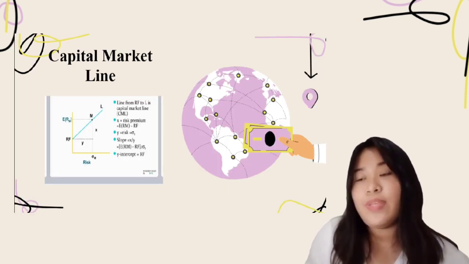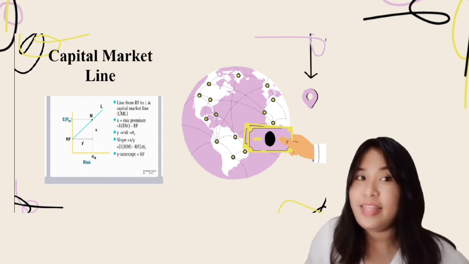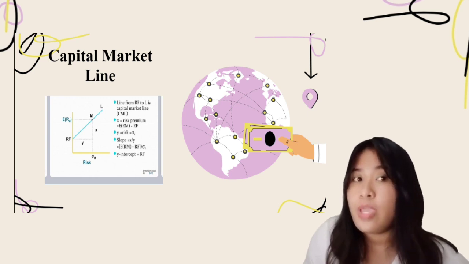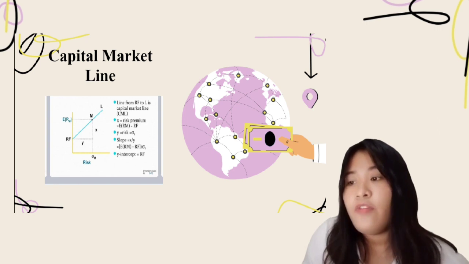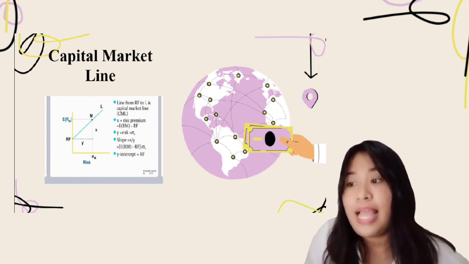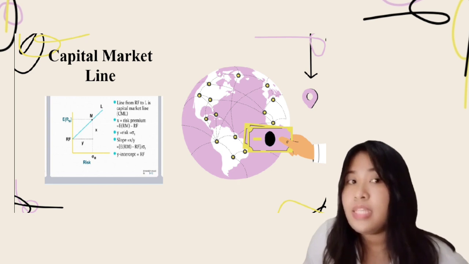So, the next one is capital market line. Dito naman, pinapakita dito yung mga risk niya if mag-invest ka sa isang company. Line from RF to L, ayun yung capital market line. So, yung X, yung risk premium, tas yung Y naman, is, ayun yung risk.